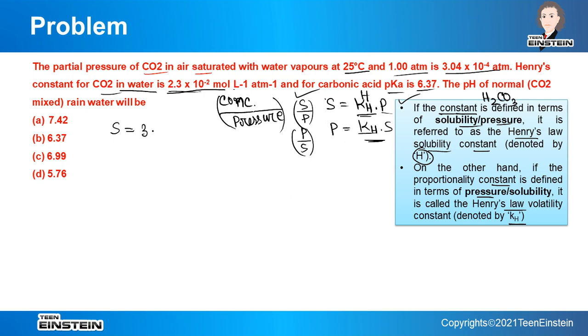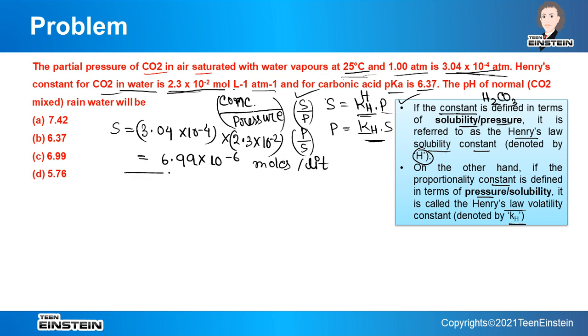So S will be 3.04, this is the partial pressure which is given. Partial pressure of CO2 in air saturated with water vapor at 25 degrees centigrade and 1 atmosphere. It is this value, 10 to the power minus 4 atmosphere, multiplied by the constant value, that is 2.3 into 10 to the power minus 2. Regarding unit, there is no problem because it is atmosphere, this is also atmosphere. So the solubility that you will get will be 6.99 into 10 to the power minus 6 moles per liter. So this is one part we have completed. We have already found the value of S.